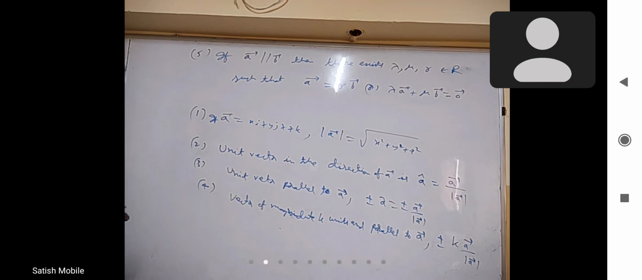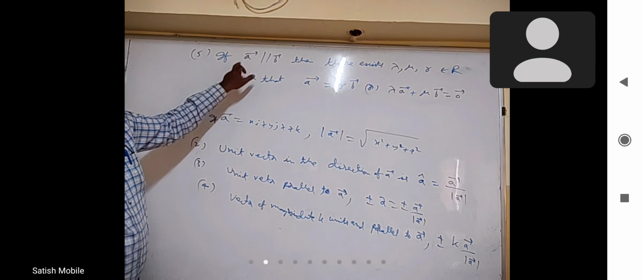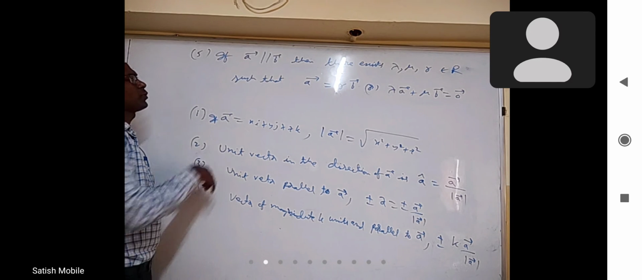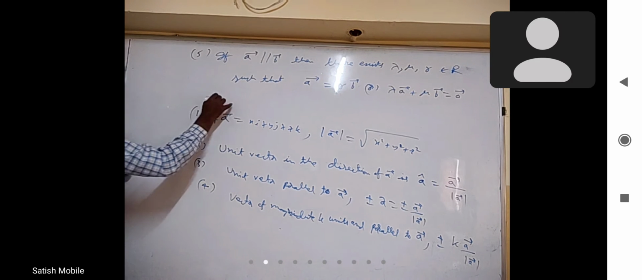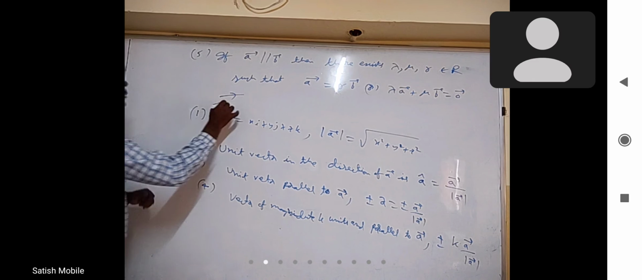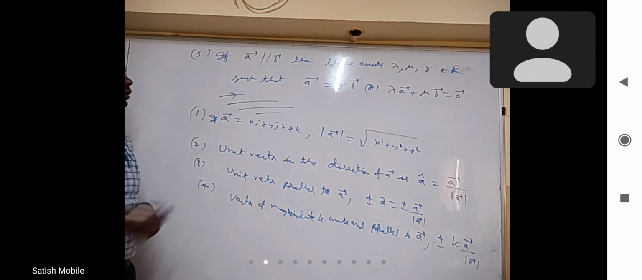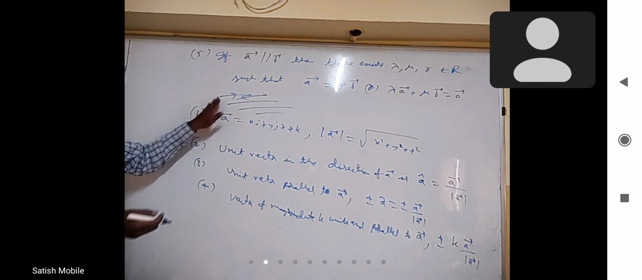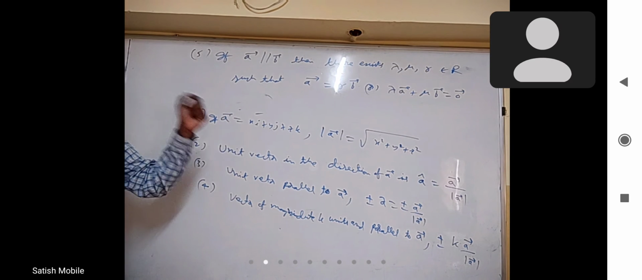Okay, fifth point, whenever two vectors are parallel, definitely we will be able to write this vector as some number into this vector. We discussed already. If there is a bar, any parallel vector can be 2a bar, 3a bar, 5a bar, or 100a bar, or minus 5a bar. Okay. So if two vectors are parallel, definitely the second vector you can write as the first vector into some number.